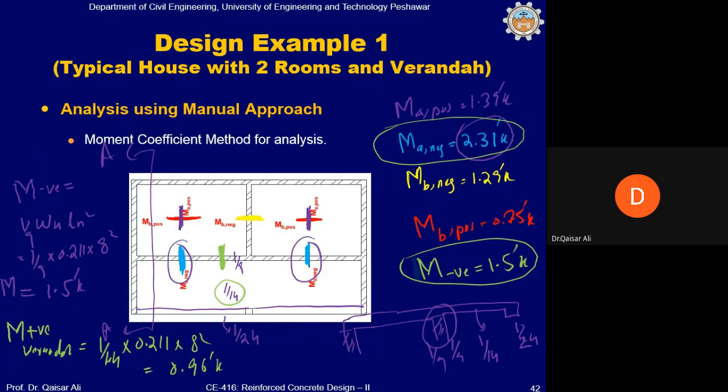अब इसको जरा कंपेयर कर देते हैं फाइनाइट एलिमेंट एनालिसिस रिजल्ट्स के साथ. ओके, तो ये वैल्यू जरा नोट करें शाबाश. M A positive 1.39, M A negative 2.31, M B negative 1.29, M B positive 0.75. M negative coming from the one-way slab, so we will take this one out of these two. उसमें बस आप सिर्फ इसको नोट करें. And M positive for veranda is 0.96. ये 5 वैल्यू जरा नोट करें.